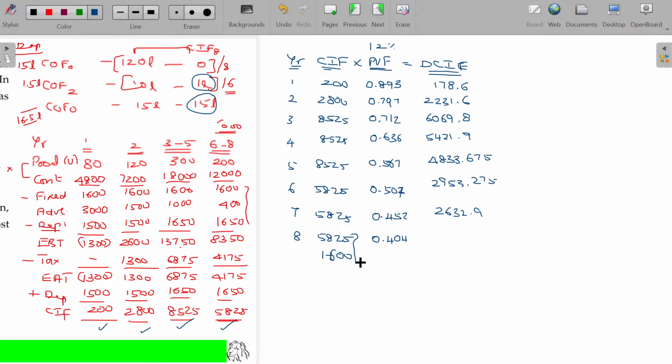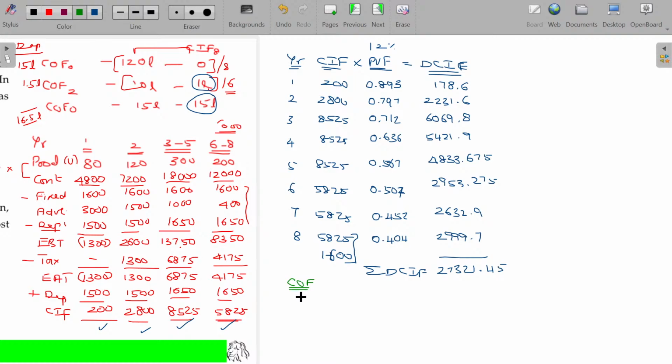So you add up these two and multiply with 0.404, 2999.7. Now summation of discounted cash inflow in this case being 27321.45. From there I have to subtract cash outflow. This is cash inflow. Cash outflow should be subtracted.